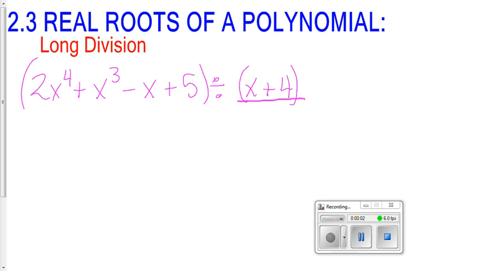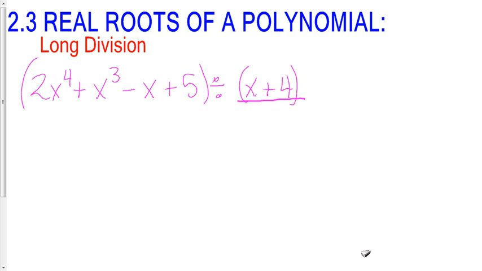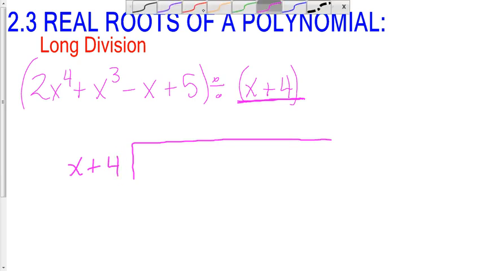Section 3 deals with finding real roots of a polynomial function. To begin with, first though, we must understand the process of using long division to find an answer. If you recall from last year, in long division, the x plus 4 is your divisor. It belongs on the outside of your division symbol. The 2x to the 4th plus x cubed minus x plus 5, that is your dividend, and it goes on the inside.